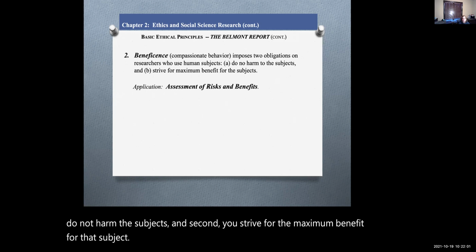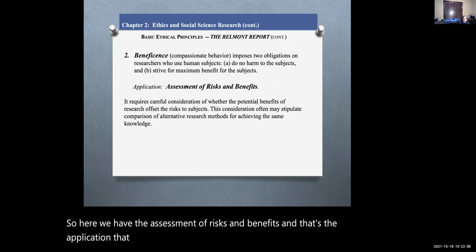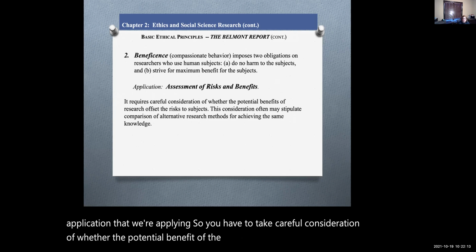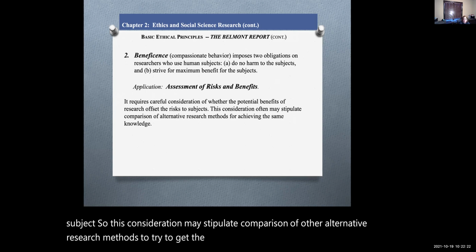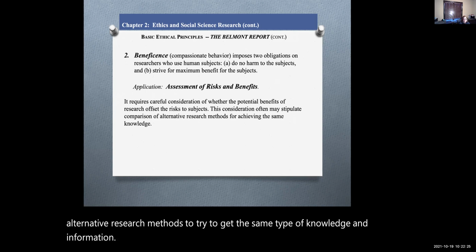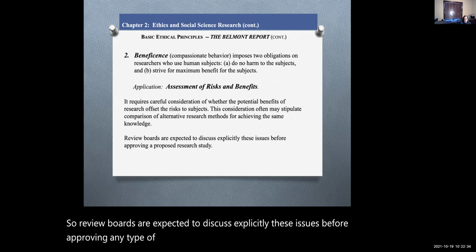So here we have the assessment of risks and benefits, and that's the application that we're applying. You have to take careful consideration of whether the potential benefit of the research offsets the risk to the subject. This consideration may stipulate comparison of other alternative research methods to try to get the same type of knowledge and information. Review boards are expected to discuss explicitly these issues before approving any type of proposed research study.